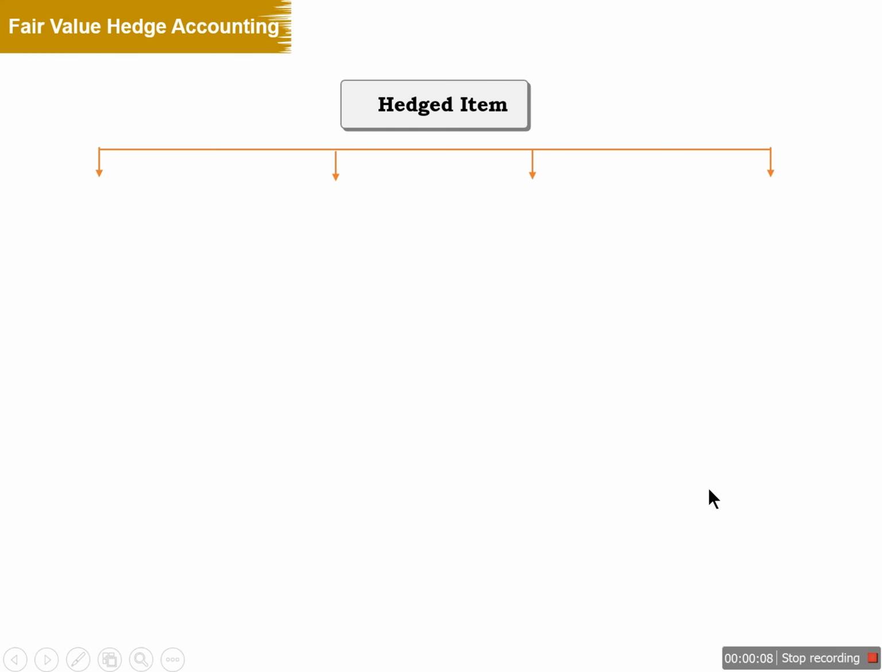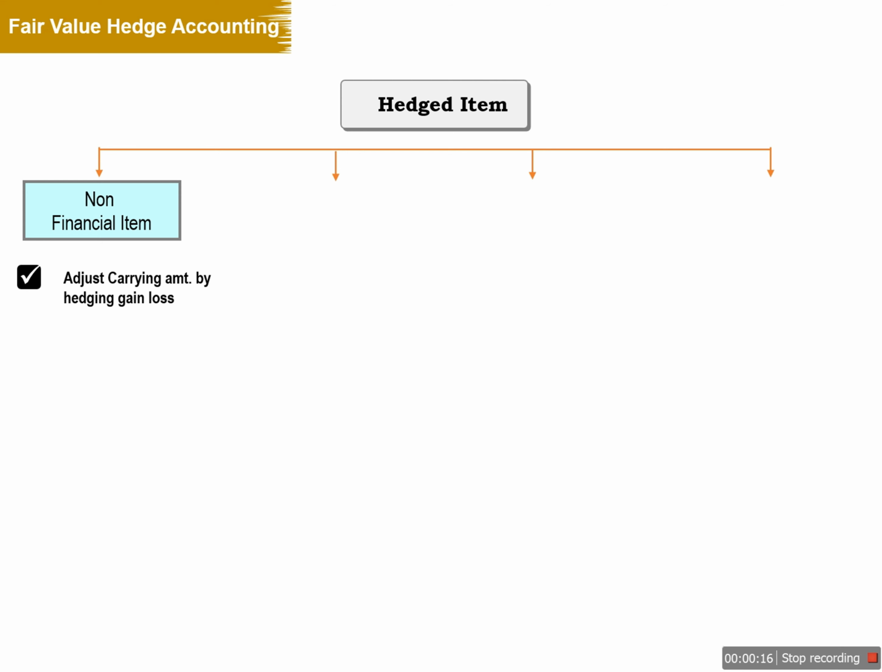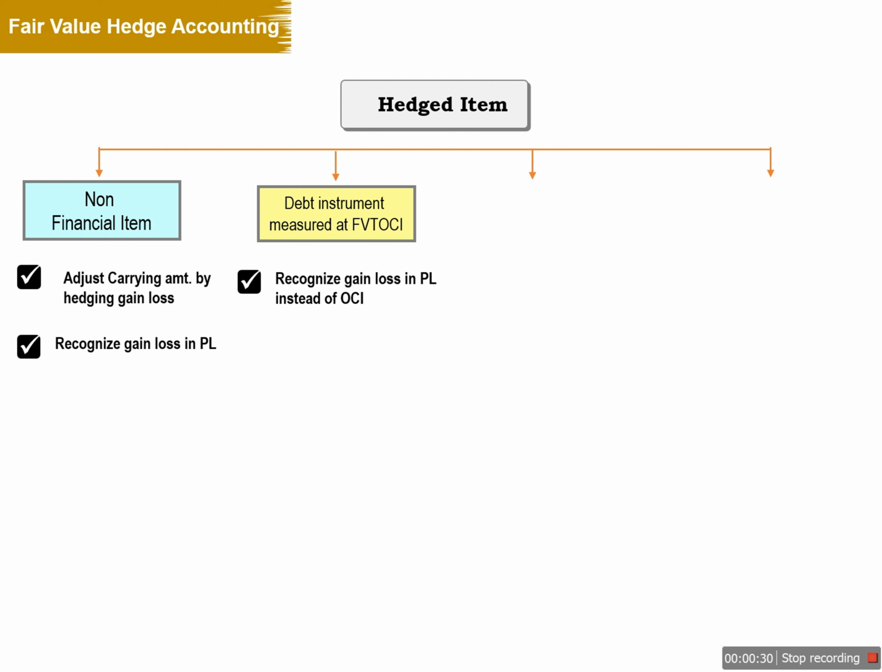For a fair value hedge, the hedged item treatment depends on how the hedged item is valued. In case of a non-financial item, valued at amortized cost, we need to adjust the carrying amount by the hedging gain or loss, with the corresponding amount recognized in profit and loss. In case of a debt instrument measured at FVTOCI, we need to recognize the gain and loss in P&L instead of OCI.